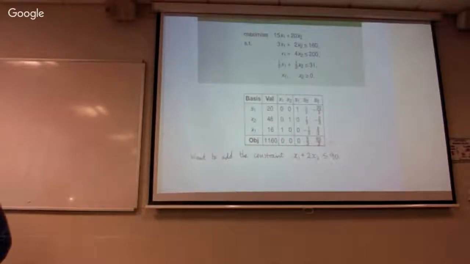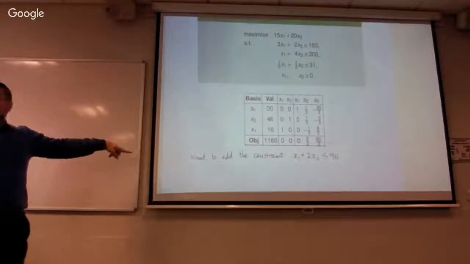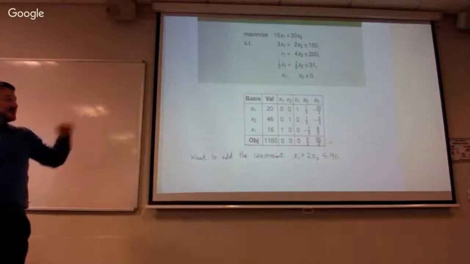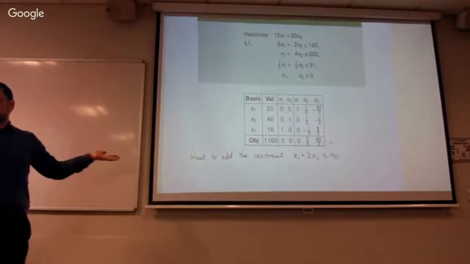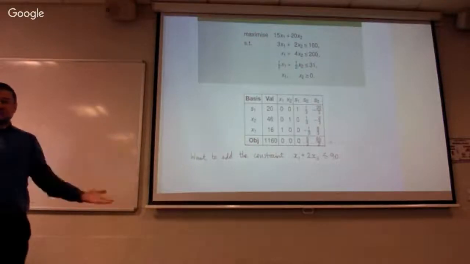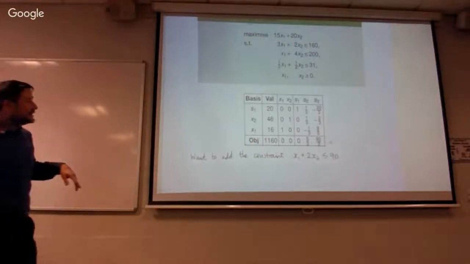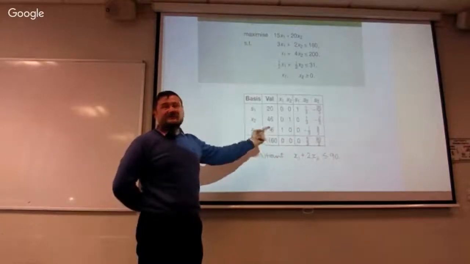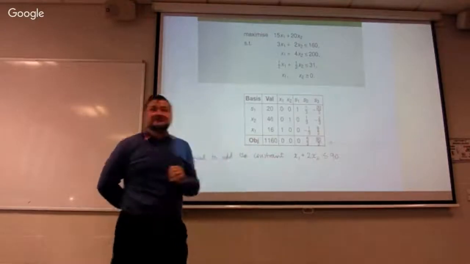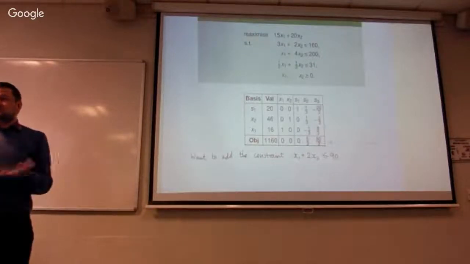In some sense, if you only want to add one constraint like this, then before you even start doing something, you should probably check whether the optimal solution that you have satisfies that constraint. Because if it does satisfy that constraint, you don't have to do anything. It's still the optimal solution. Adding a constraint can't improve your solution. So here, if you plug in x1 16, x2 46 into this, you get 108. So it's not satisfied.